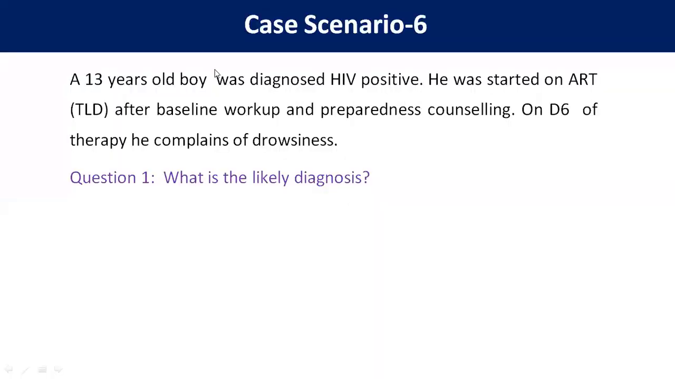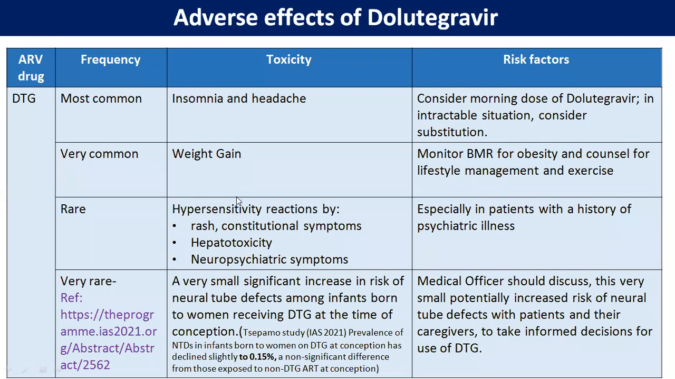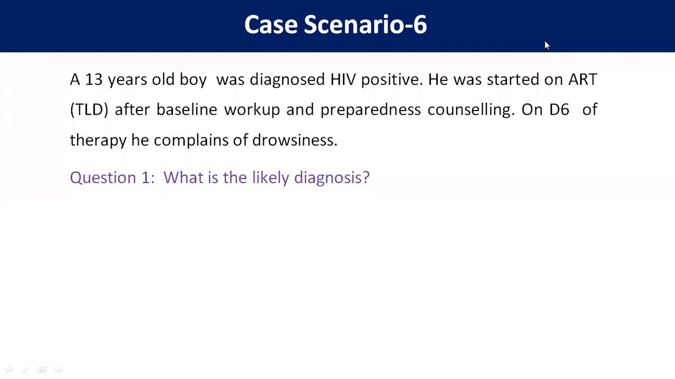So the sixth case: a 13-year-old boy started ART TLD, and on day 6 of therapy, he complains of drowsiness. What is the likely diagnosis? TLD, drowsiness. What will you think of? As I said, with DTG there may be some drowsiness and insomnia. Because tenofovir is not going to cause CNS problems, lamivudine is not going to do it, so dolutegravir may be the cause.